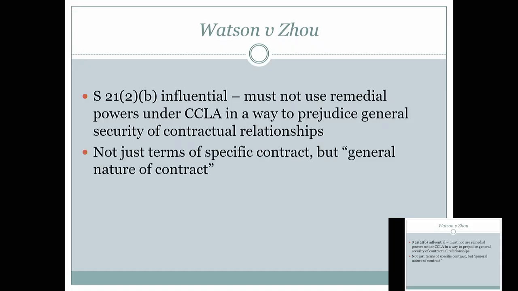And the court says that it's not just about whether or not it goes against the terms of this particular contract, or if it undermines the security that parties should be able to place on this particular written contract. But more generally, you need to look at the general nature of contracts of this type. And would a finding that there's been a mistake and a granting of relief for a mistake for this type of contract, would that undermine the security that other parties should be able to place on these types of contracts?